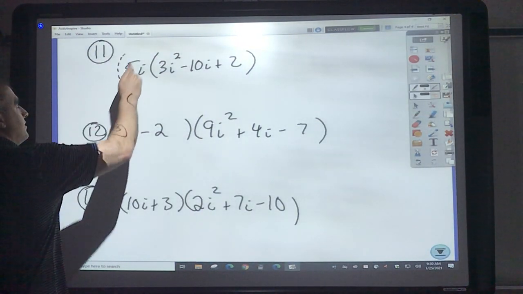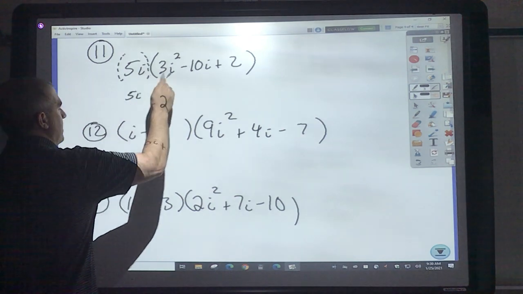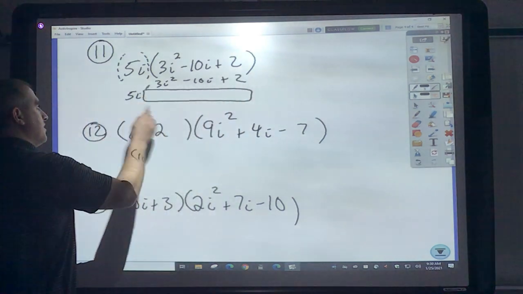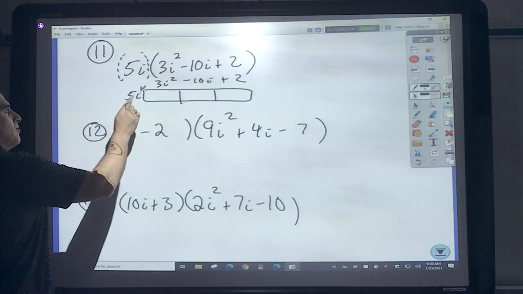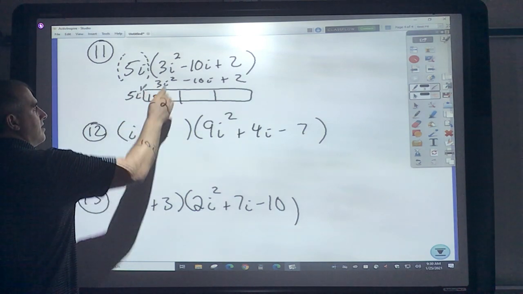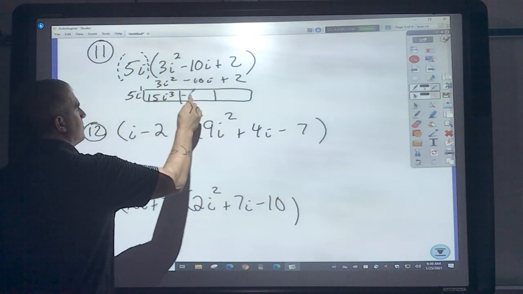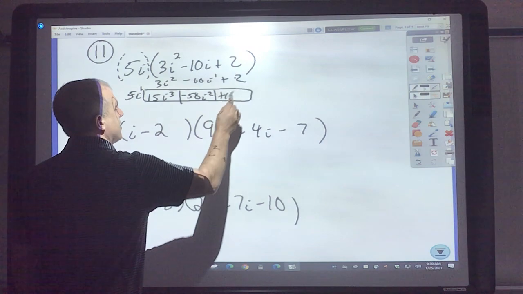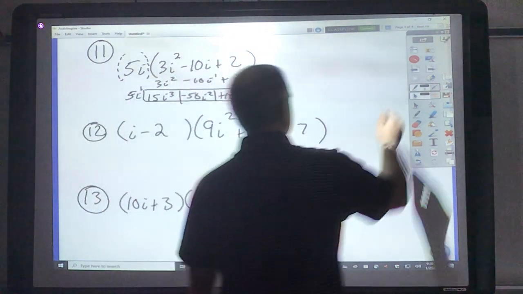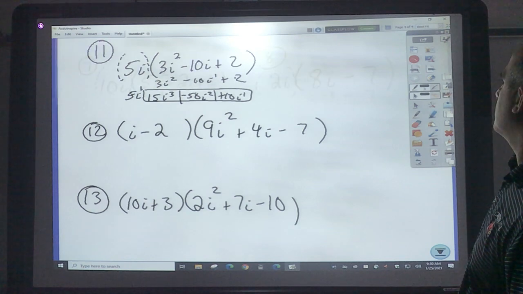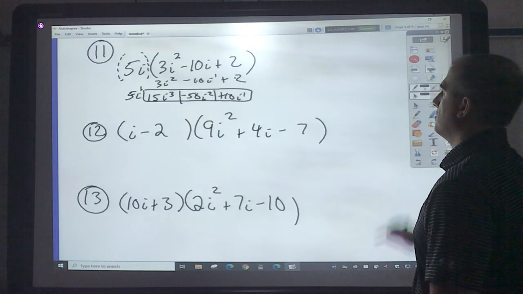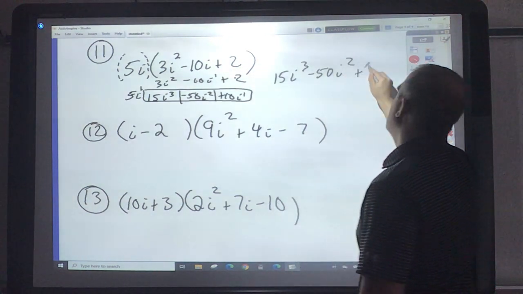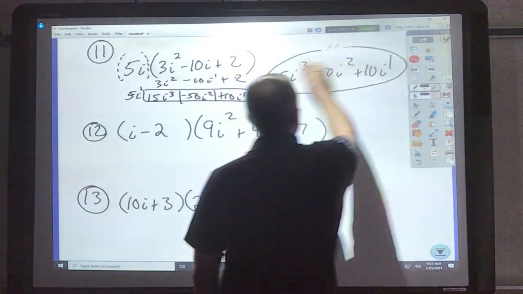All right, so I'm going to go ahead and do this. Okay, so I write these terms out, make my box. Nothing to split there, but I can split here and here. Okay, there'll be a 1 there. 5 times that would be 15. That would be i cubed. 5 times negative 10 would be negative 50. 1 and 1 would give me i squared. 5 times 2 would give me 10. i goes first. So I got 15i cubed minus 50i squared plus 10i. Okay, that's that first one.